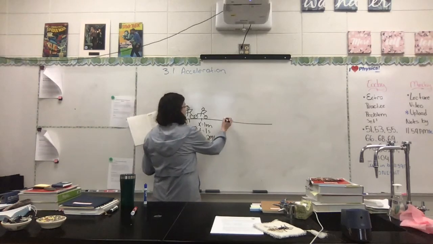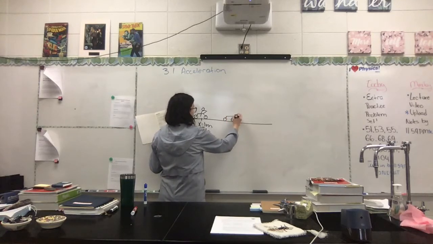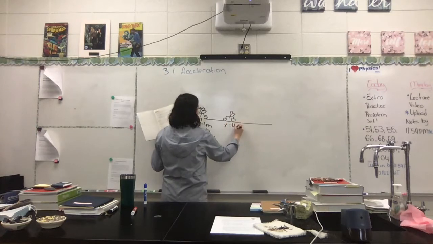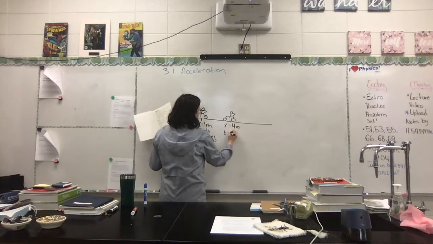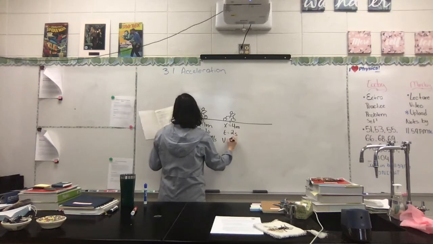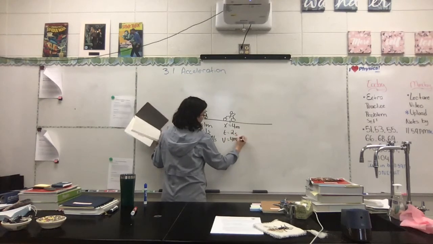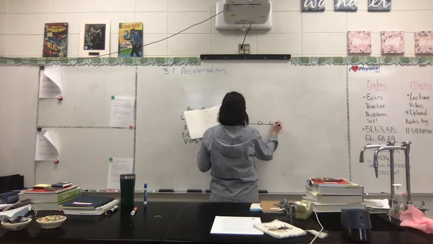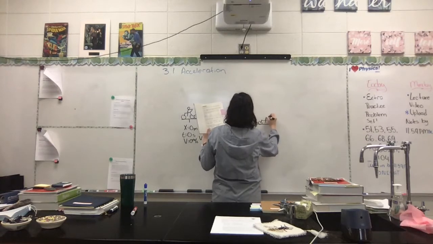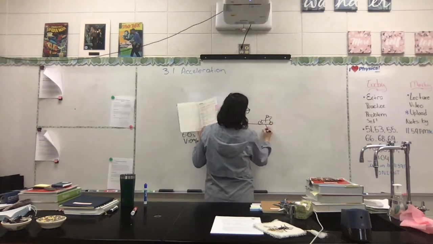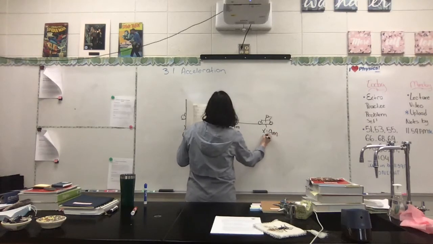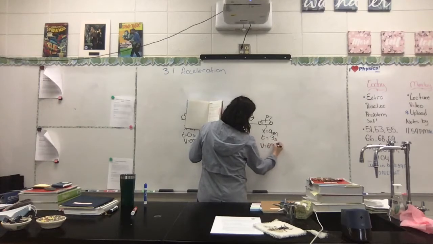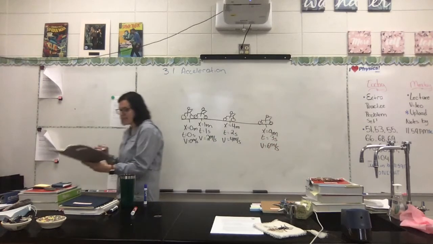Then we're going to get a little bit further along. All right, now we're at x equals 4 meters. Now t equals 2 seconds, and our velocity is equal to 4 meters per second, okay? Finally, we are going to reach that our position is at 9 meters, our time is at 3 seconds, and now our velocity is all the way up to 6 meters per second.